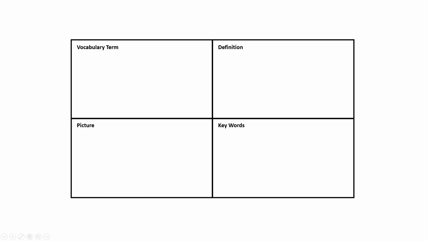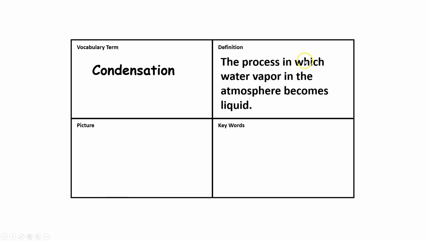So, in the top left-hand corner, we're always going to write out and put the vocabulary term. And in the top right-hand corner, we're going to copy out word for word the definition. We're not going to skip words. We're not going to summarize. We're just copying word for word the definition that's off the sheet we were given.